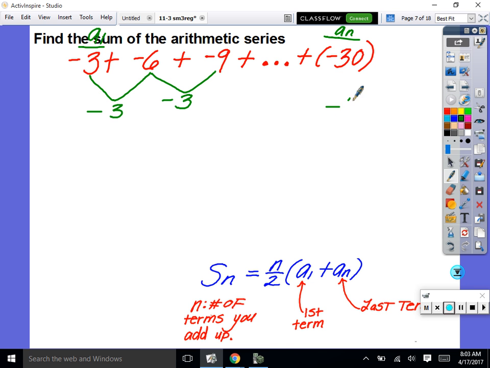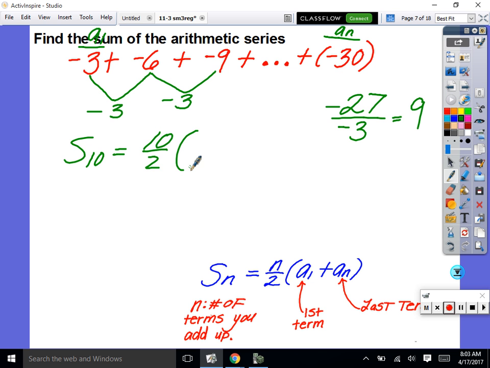What is it? -27. Now, that would be working in ones, though. We're working in intervals of, so divided by -3. So it's 9. That means we're summing up how many terms? 10. Good. The sum of 10 terms is equal to 10 divided by 2 times a sub 1, which is -3, plus a sub n, which is -30. And you would literally just type it into your calculator. So the sum of those 10 terms equals -165.